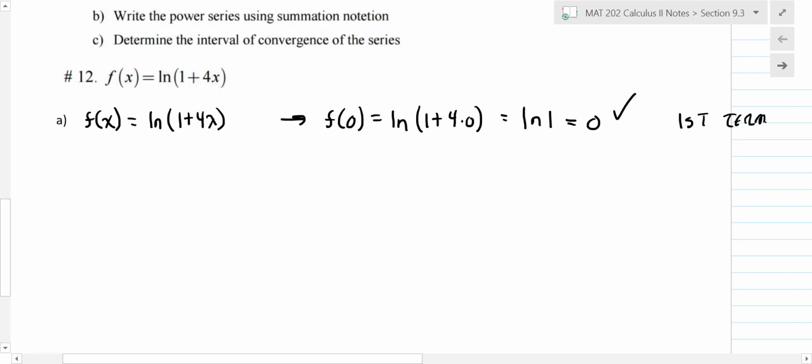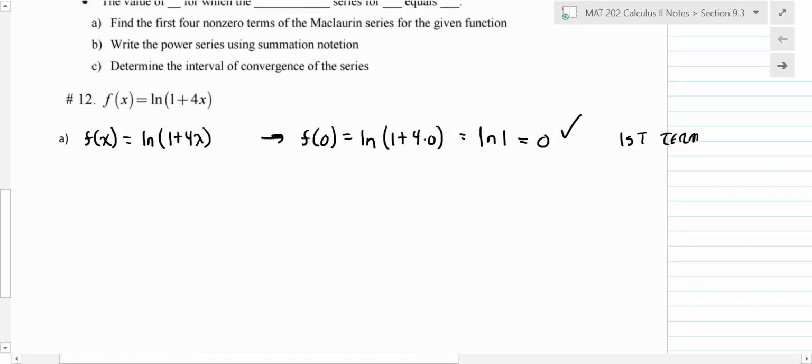Now, if you read the directions to the problem, it says do the first 4 non-zero terms. So that one isn't going to count. So now we're going to have to do 4 derivatives, because that's the directions to the problem. That's a 0 term, so forget it. So we need to go on to 4 derivatives. Does that make sense? We've got to keep doing a derivative until we get a non-zero term.